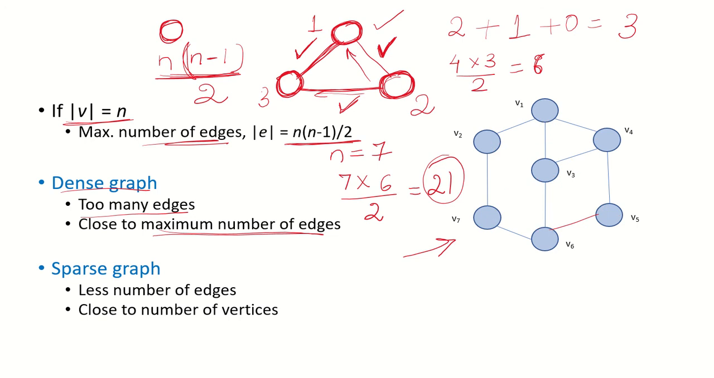But if the number of edges is less, and by less we mean close to the number of vertices. Here the number of vertices is 7 and the number of edges is 8. So there are very few edges in this graph. This kind of graph is referred to as a sparse graph, where the number of edges is very small.